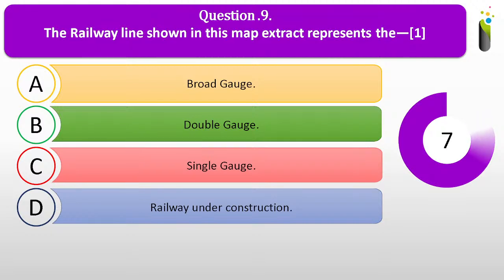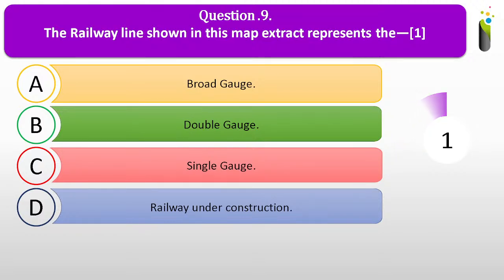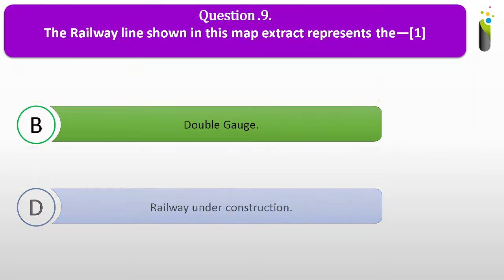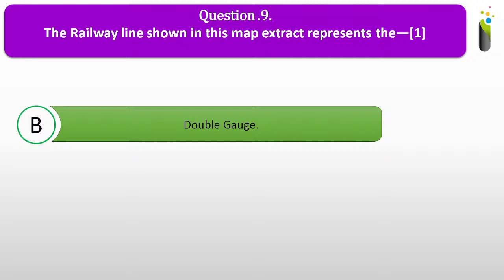Answer me for this question. And the correct answer for this question is B. The railway line shown in this map extract represents the double gauge.